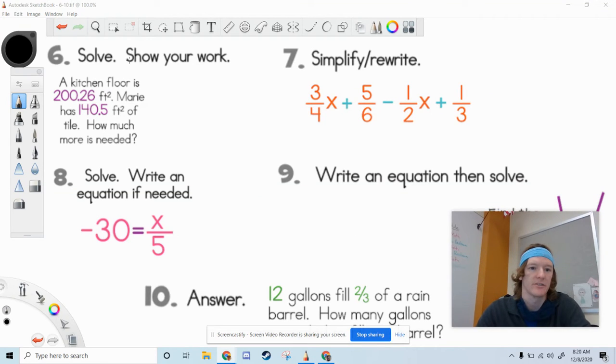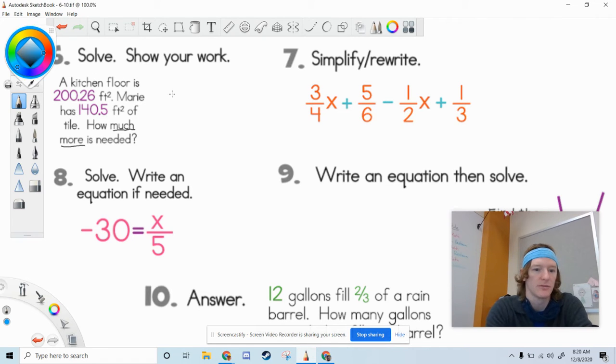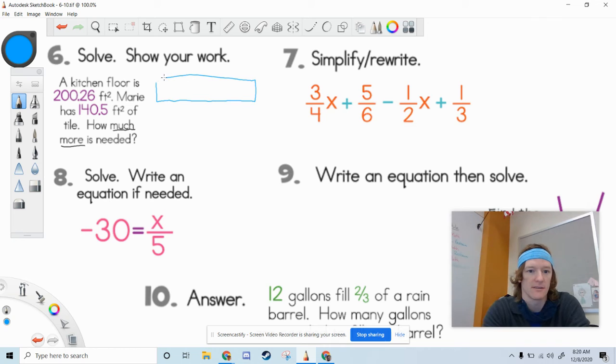Number 6, we need to solve a chore work. A kitchen floor is 226/100 feet squared. Marie has 140.5 feet squared of tile. How much more is needed? When we look at "how much more," that usually means we have this much total we need, and we have this much. So what is this amount? Looks like we're probably going to have to do a little bit of subtraction here to figure that out.